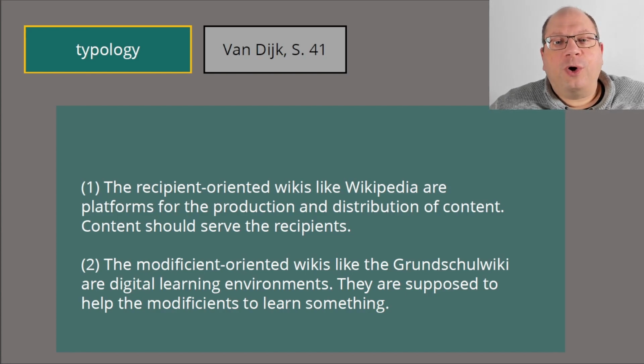The modificient-oriented wikis, that is, I call the contributors or editors the modificients, those who changed something, like the Grundschulwiki, are digital learning environments. They are supposed to help the modificients to learn something. For example, students are supposed to learn how to work together on a text. Such learning platforms have no real external recipients, and that is why the dynamics there are completely different from those in Wikipedia.